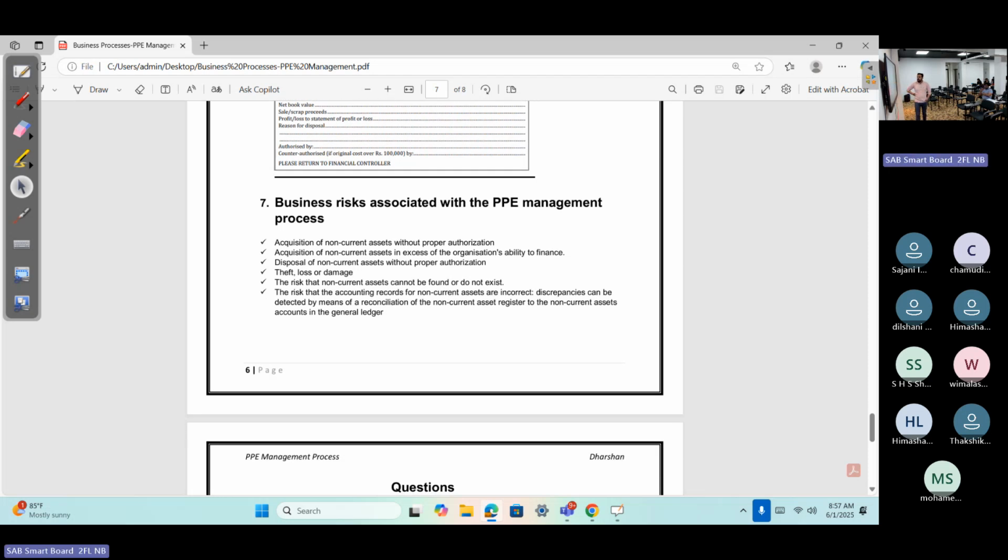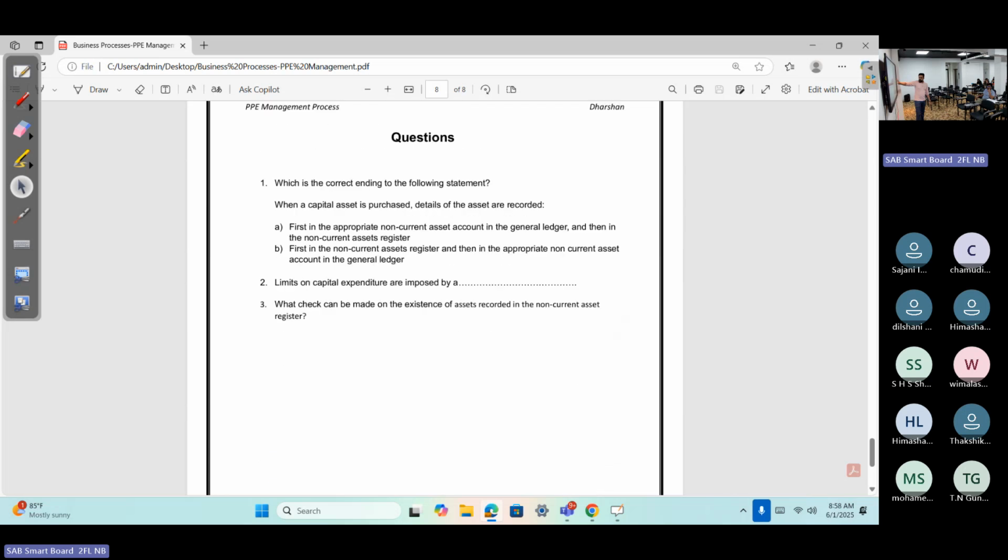The risk that the accounting records for non-current assets are incorrect. Discrepancies can be detected by means of reconciliation of non-current asset register to the non-current asset account in the ledger. Ledger and FAR differences. You can write in short form, books of accounts and FAR differences. So that must be reconciled. So these are the few risks. You can't limit only these 5 risks. Whatever you think are the risks in relation to the process, then you can write. This means mistakes in the PPE process or documents, PPE documents. Okay. Right answer to this question here discussed.